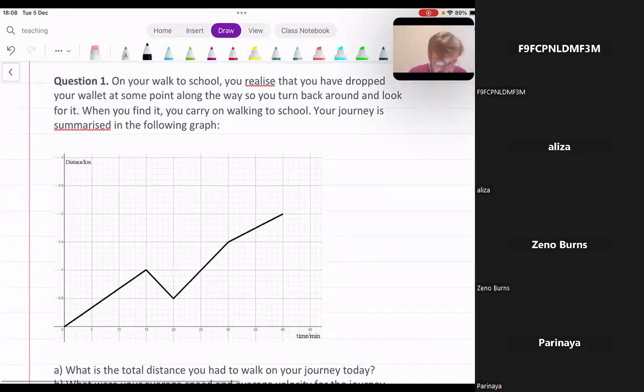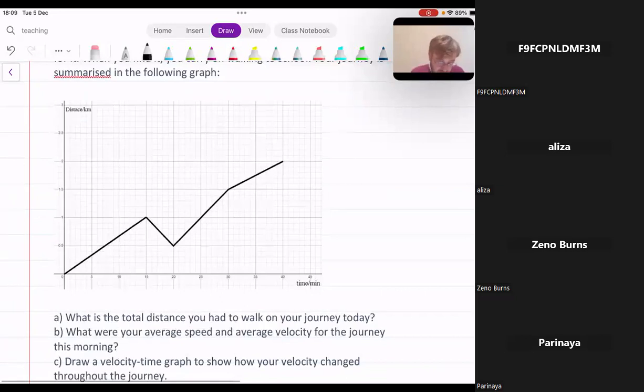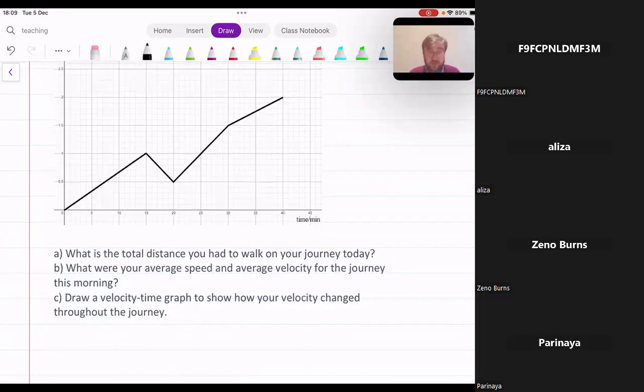So let's have a look at this. You're on your way to school and you realize at some point you've dropped your wallet. So you turn back around and look for it. Then you find it and you carry on walking to school. So your journey is summarized like this. We go in one direction, then we go back. And then we keep going in the same direction as we started.